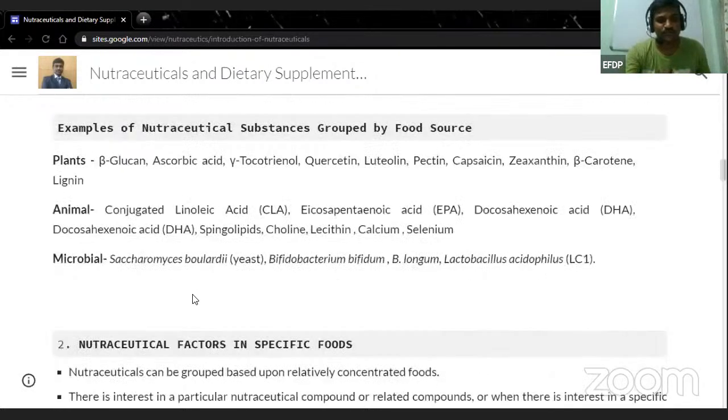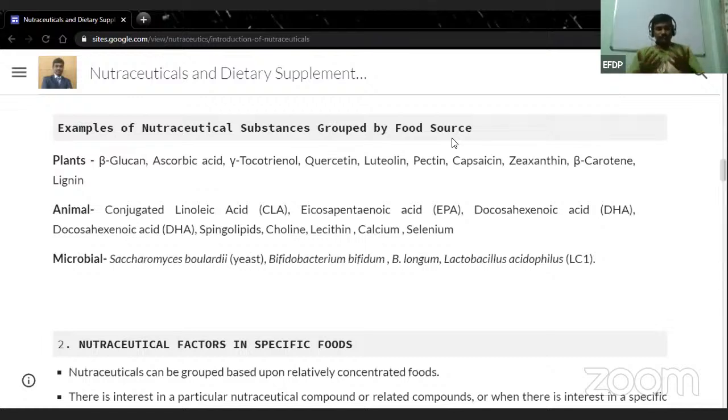Now examples of nutritional substance groups in the food source. Examples I am giving you, so don't worry about it. I think it is visible. Yes, Pranali is asking about yogurt. Yogurt is nothing but nutraceutical. It is a probiotic drink. It comes under the nutraceutical classification. We have to learn that classification. Probiotic comes under the nutraceutical.